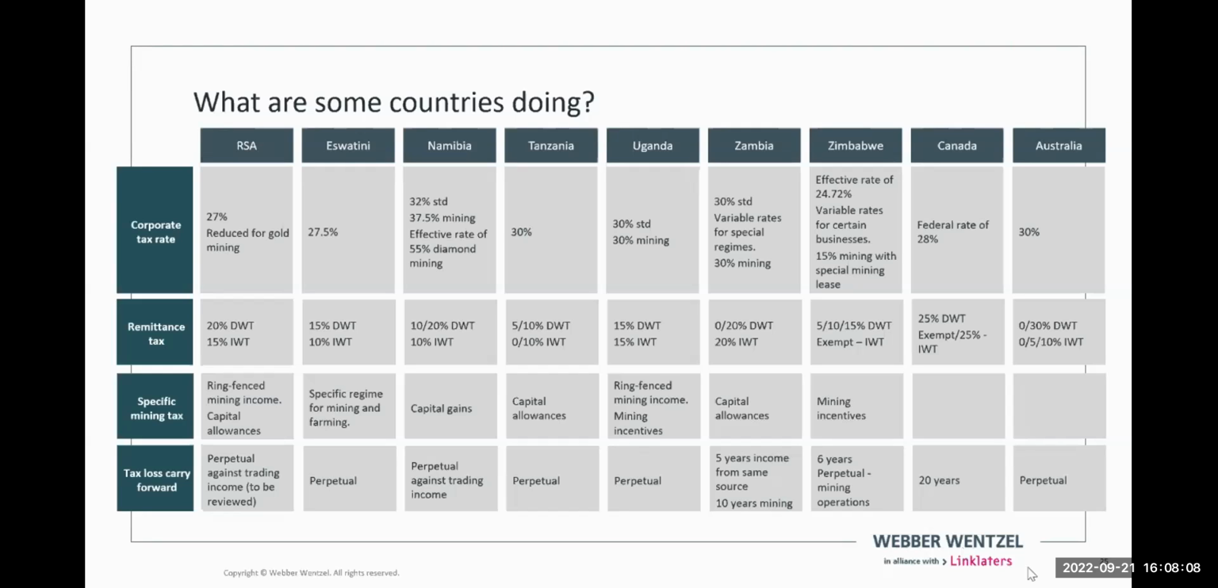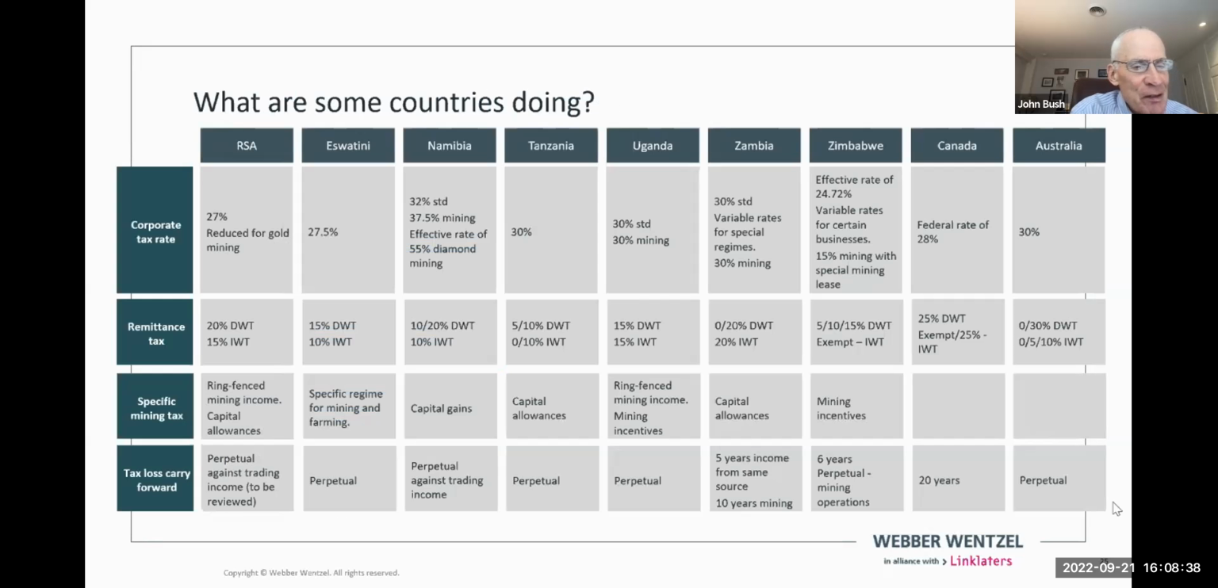Also, just looking at the Canadian and Australian examples, and this is done using IBFD data, it's interesting to see that they don't have specific mining taxes, whereas the balance of the jurisdictions do seem to have them. I thought that was quite an interesting point of differentiation, using two sophisticated developed markets versus a couple of not having them.